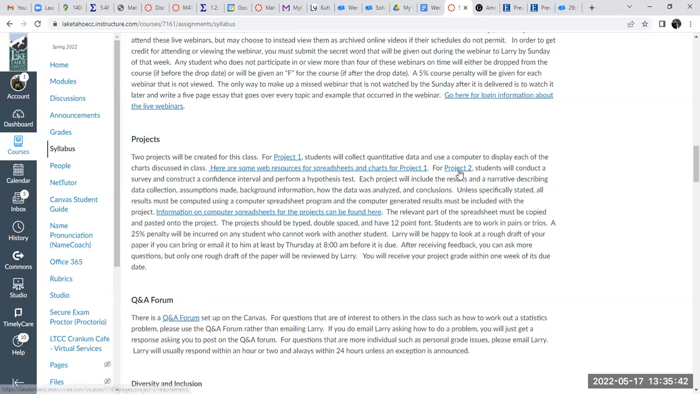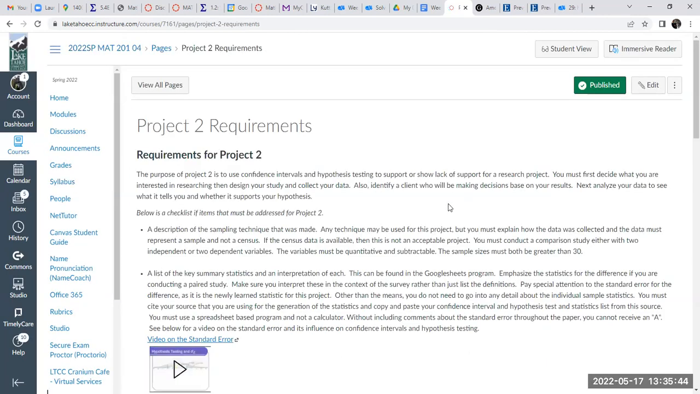Okay. If I click on project 2, I'm not going to read all this because that's next week, but I'm going to let you know that the main things you're going to have to do in project 2 are a confidence interval and a hypothesis test. Those are the two big things for the project. Any questions on that?